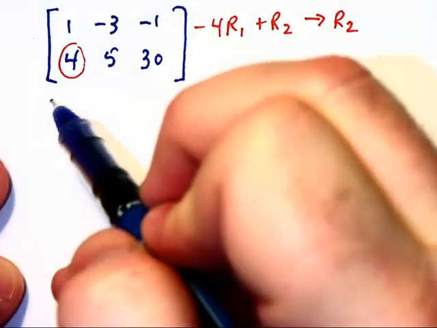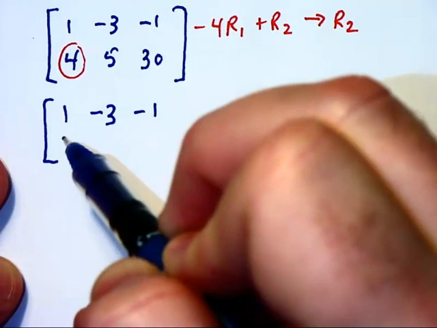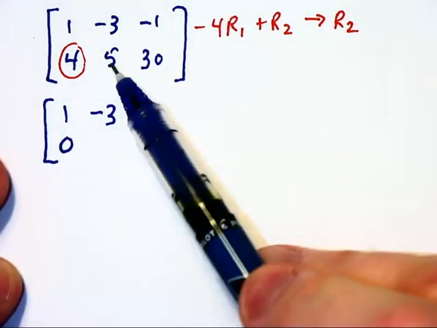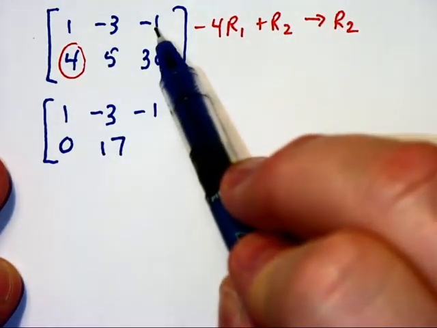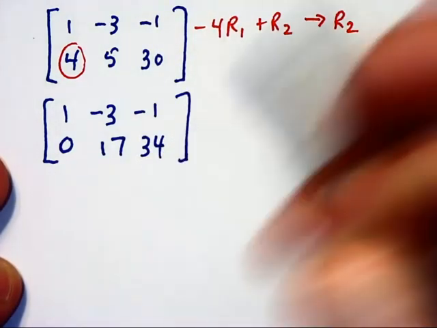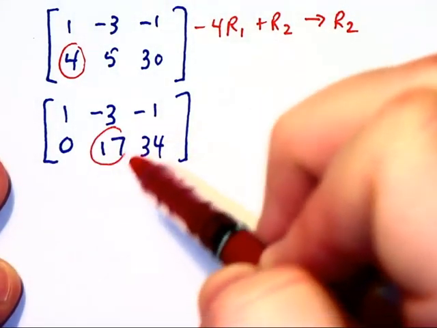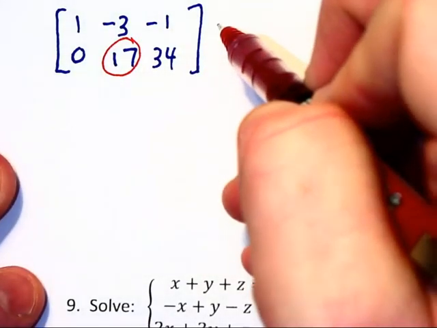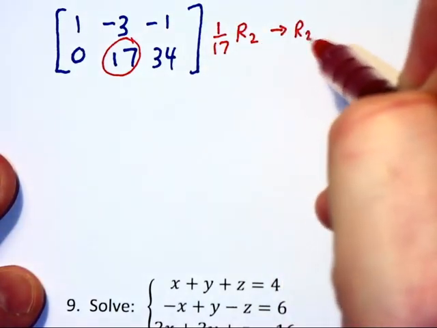So I'm going to rewrite my augmented matrix with no changes in the first row, and that second equation will begin with a 0. Negative 4 times negative 3 is 12 plus 5, which makes 17. Negative 4 times negative 1 is 4, plus the 30 makes 34. Luckily, 17 goes into 34. We now would like to have a 1 where that 17 is, and we will create a 1 by multiplying through by the reciprocal. 1/17 row 2 will become the new row 2.